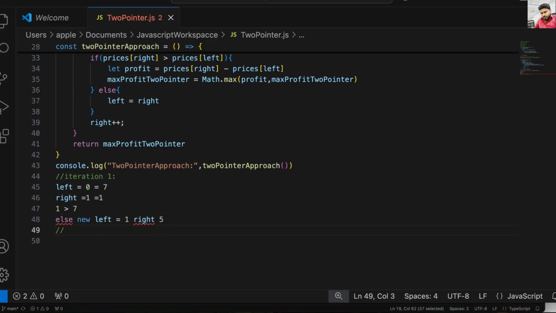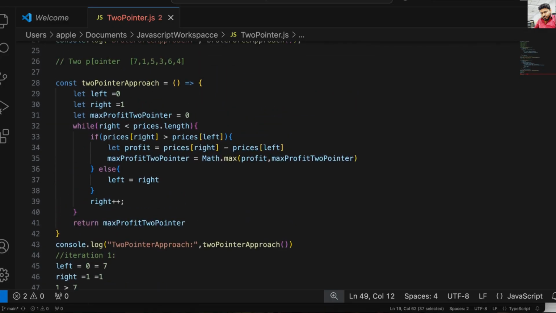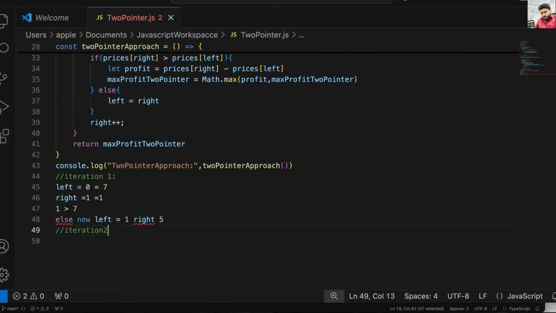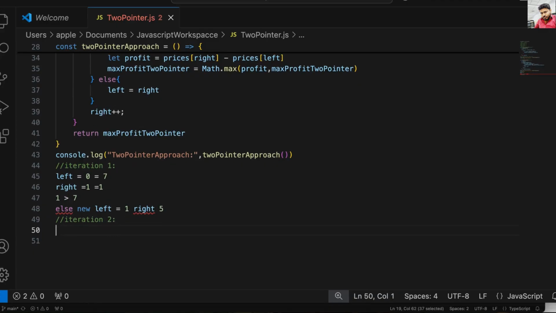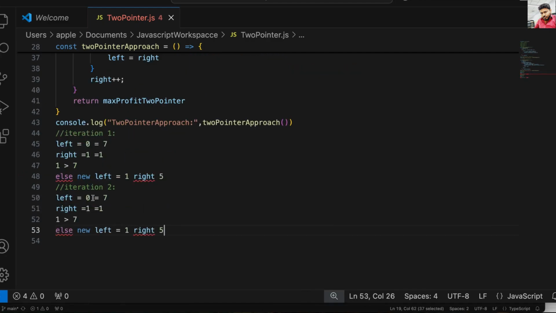I will explain iteration 2 also for better understanding, until we get that result. The same thing we are going to do here also. So what is our current left? Current left is 1. Current right is 5, and we are checking whether the left one is smaller than 5. Sorry, left will be 1 and right will be 5 now.